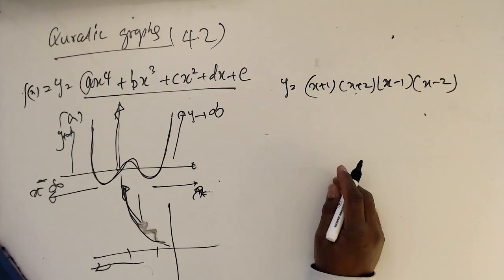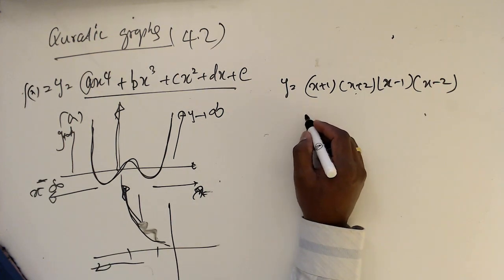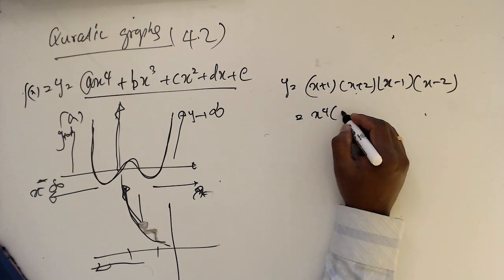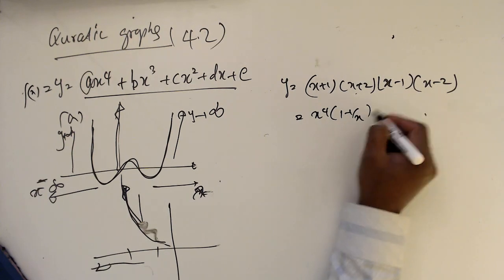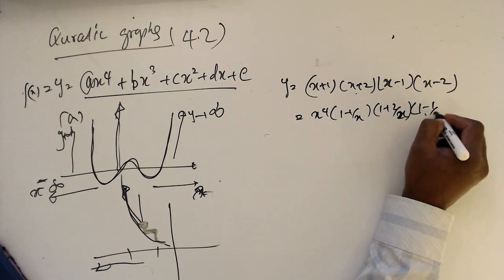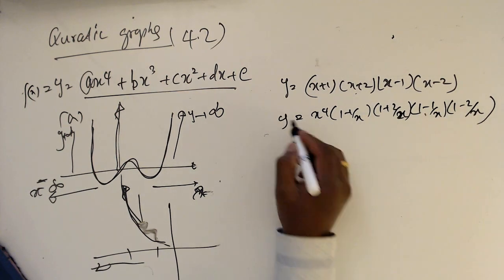As I did last time, I can check this one mathematically. I take x to the power 4 out, 1 plus 1 over x. If you can't understand, that's fine, just leave it. And that's how you check mathematically.